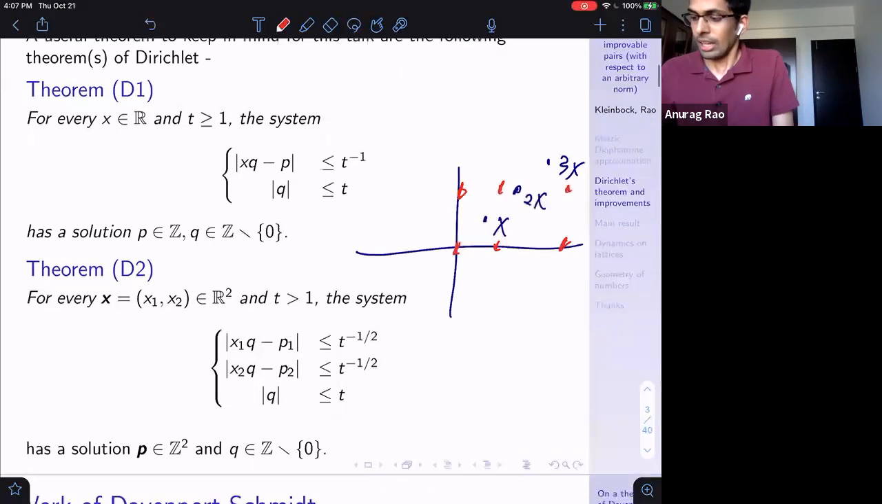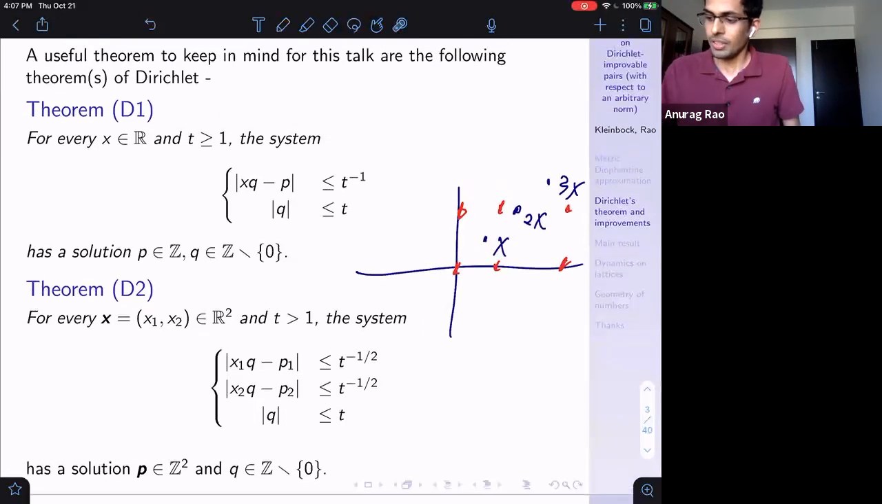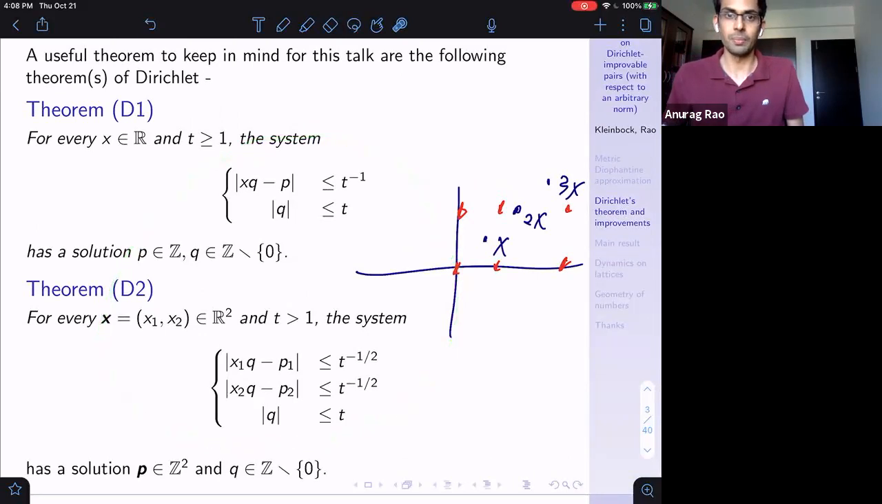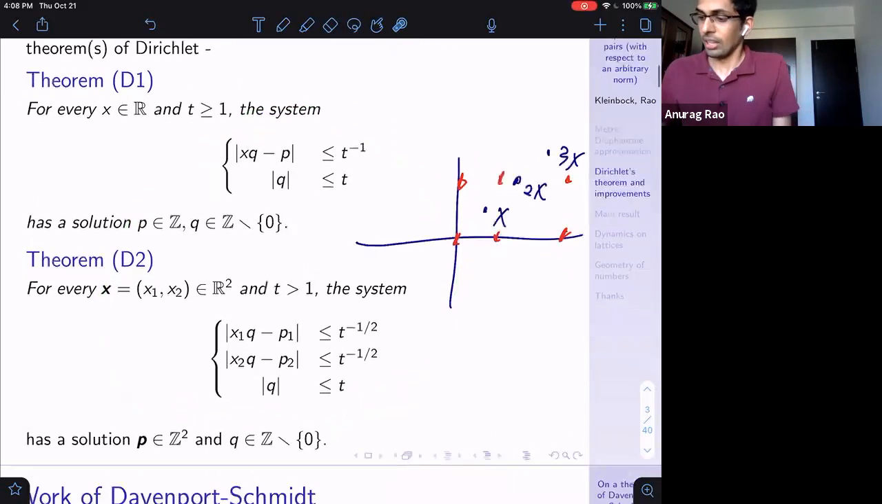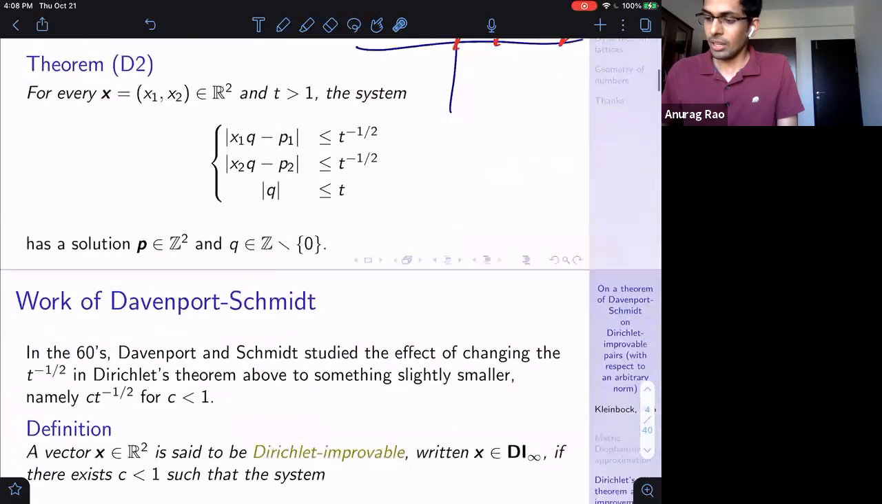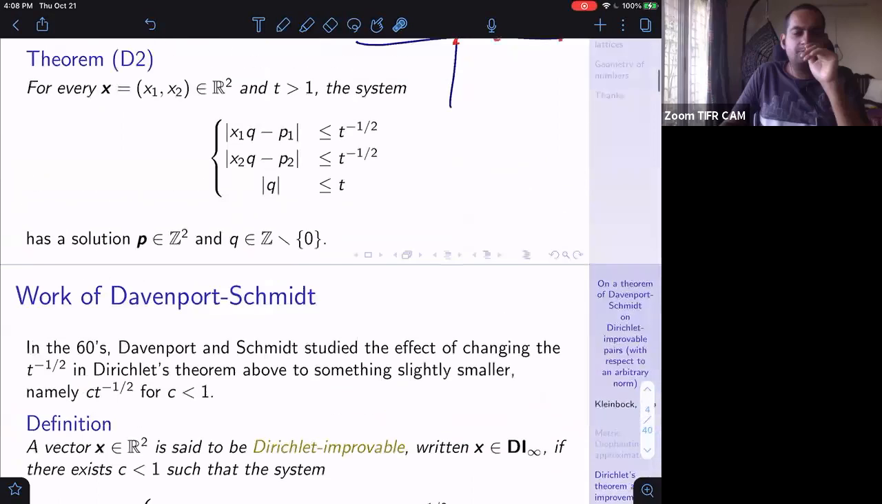Okay. And if you're wondering how to prove these things, well, maybe one hint is Minkowski's convex body theorem. Okay. So this is the theme of our talk. And now we can finally get to— Sorry, can you go back to your previous slide?